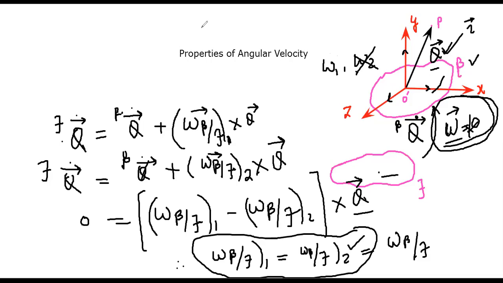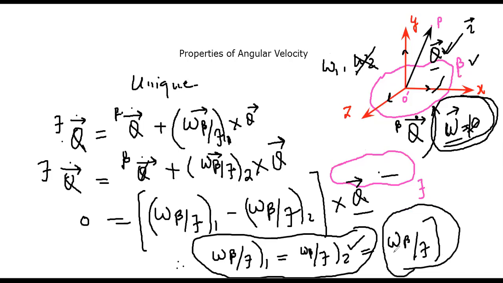That's what we had already called property 2, uniqueness of the angular velocity vector. The angular velocity of beta with respect to the ground frame of reference always has a single value. It cannot have more than one value. This is called uniqueness of the angular velocity vector. This is property 2.